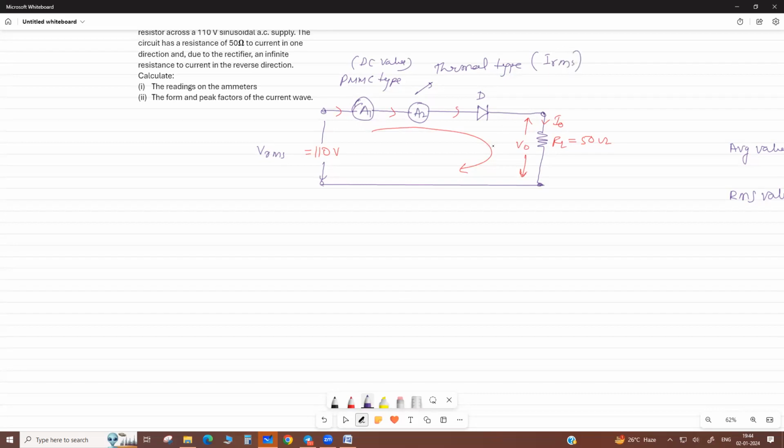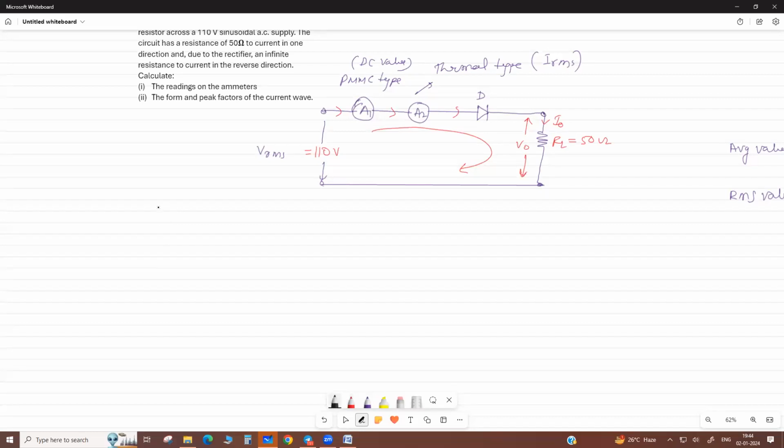Thermal is your heating effect. So first we calculate here the reading of emitters A1 and A2, and then the form factor and peak factor of this current waveform.